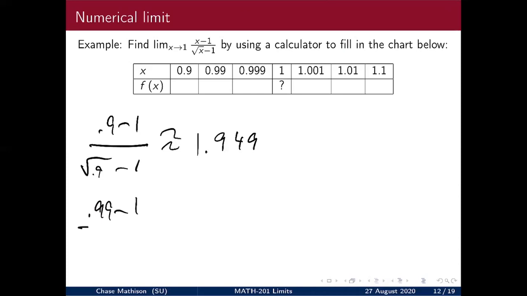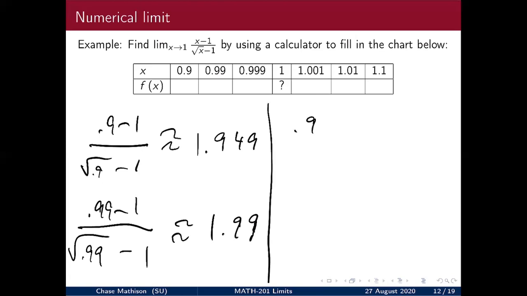0.99 minus 1 over the square root of 0.99 minus 1. I believe that's about 1.99. I should have made these boxes bigger for myself. I did not. And then lastly, from the left, we get 0.9, minus 1 divided, sorry, 0.9, no, that was wrong.